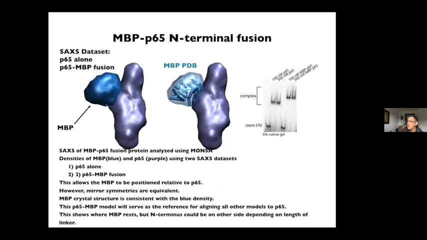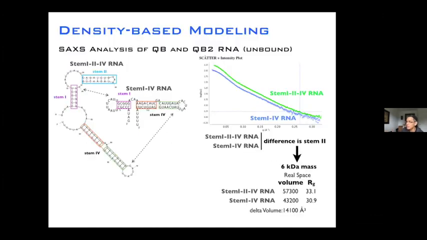annealing of the DNA. This is another one where we had a protein, P65, with a maltose binding protein purification tag on it. And I asked the users at the time to send me the samples with and without the tag. And then we could just simply see how the tag is sitting with respect to the whole protein. Very easy to do. Like I say, you do SAXS, this is two runs, right?